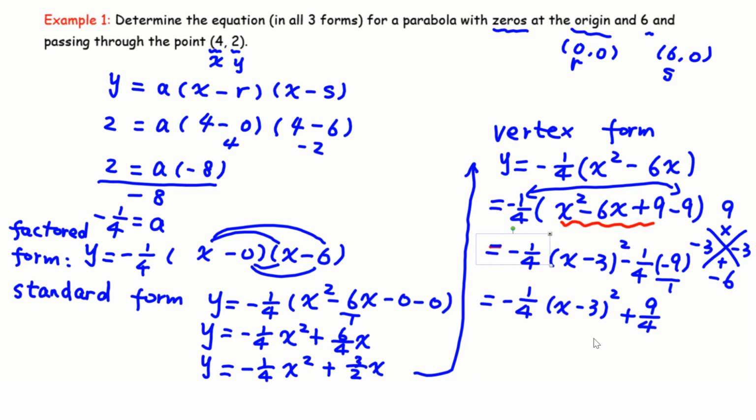So from this vertex form, the vertex is 3, 9 over 4. Remember the p value: x minus p. So p will be the opposite of the number inside the bracket. Then outside of the squared is your q value. So this is your vertex.